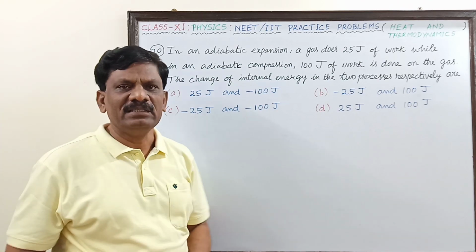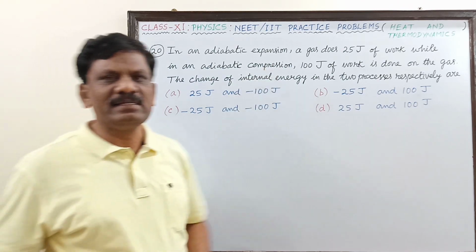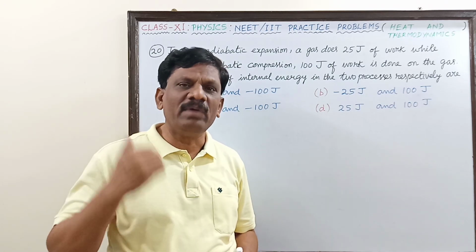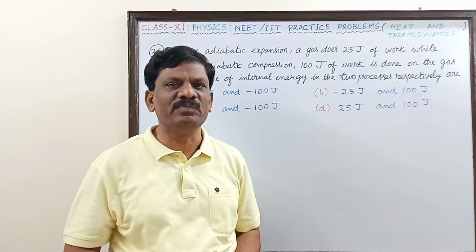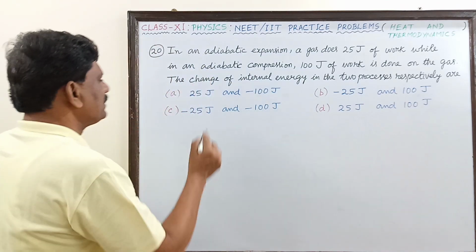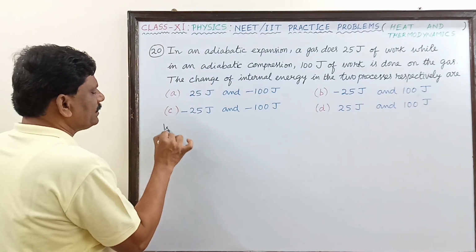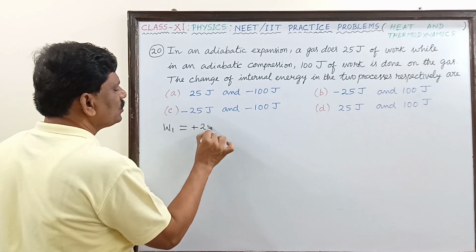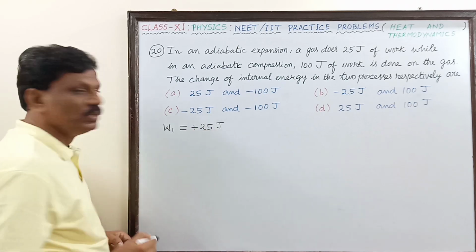Now first of all, when a gas is doing external work, or when the work is done by the gas, it is positive. Understand that? So in the first step, let us take work is done by the gas. So W1 is equal to what? Positive. So plus 25 joule.